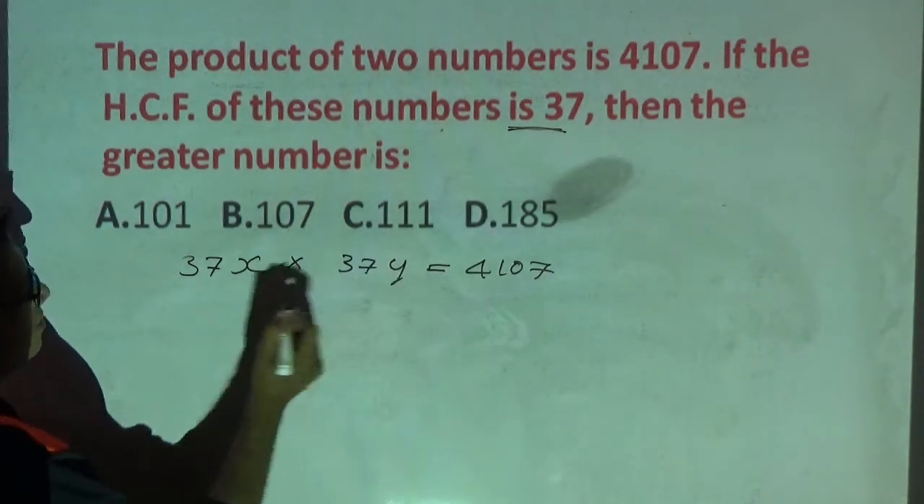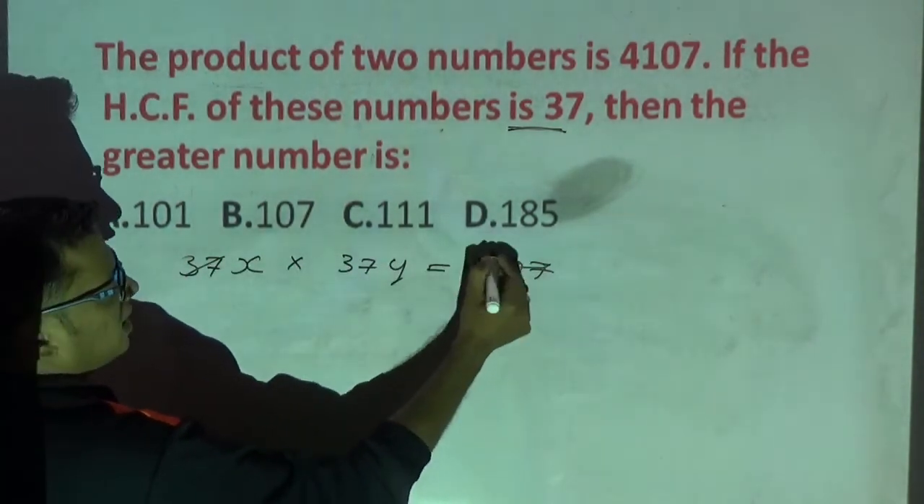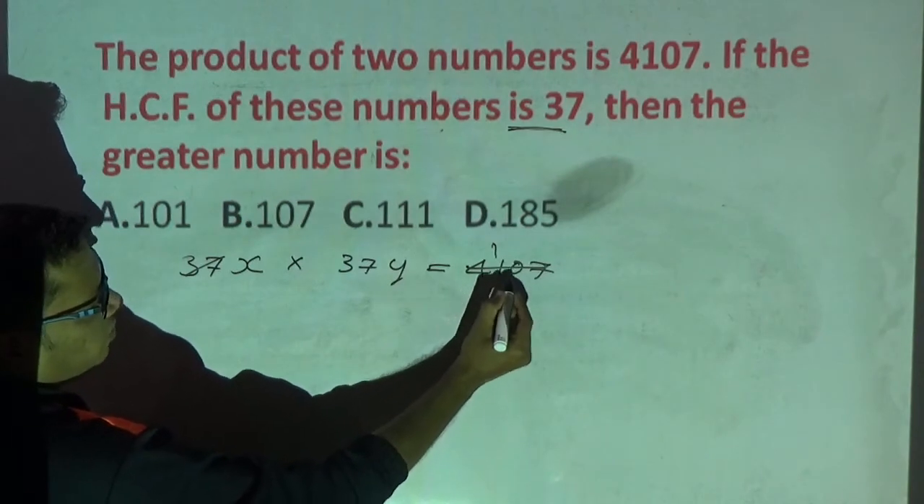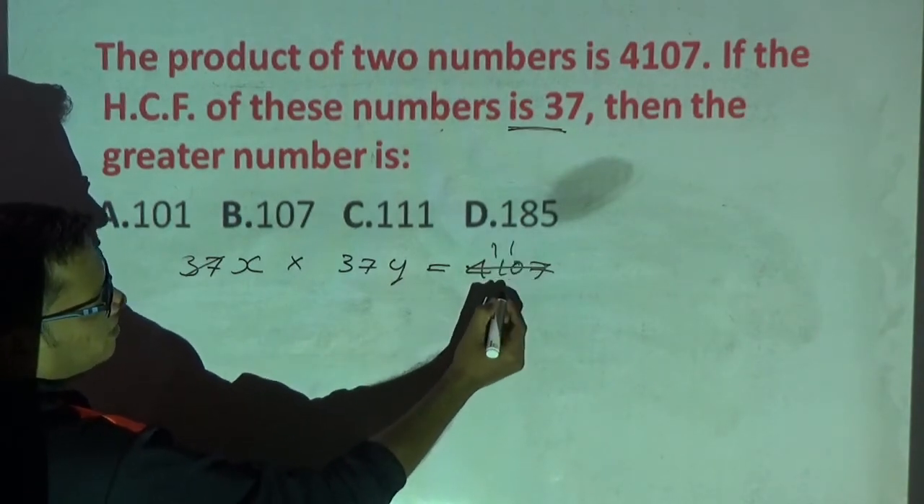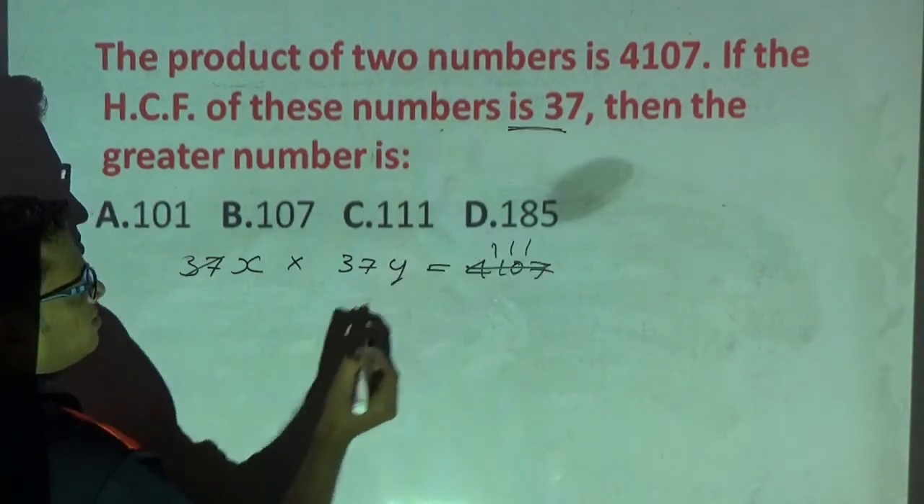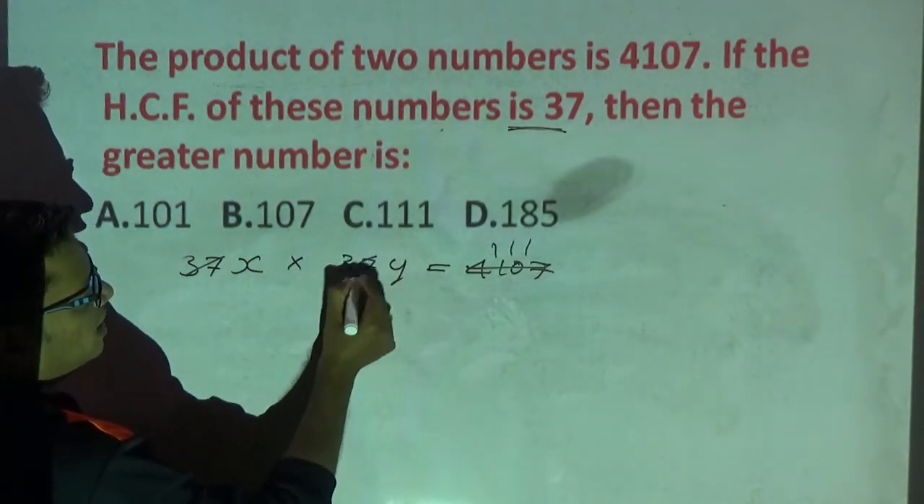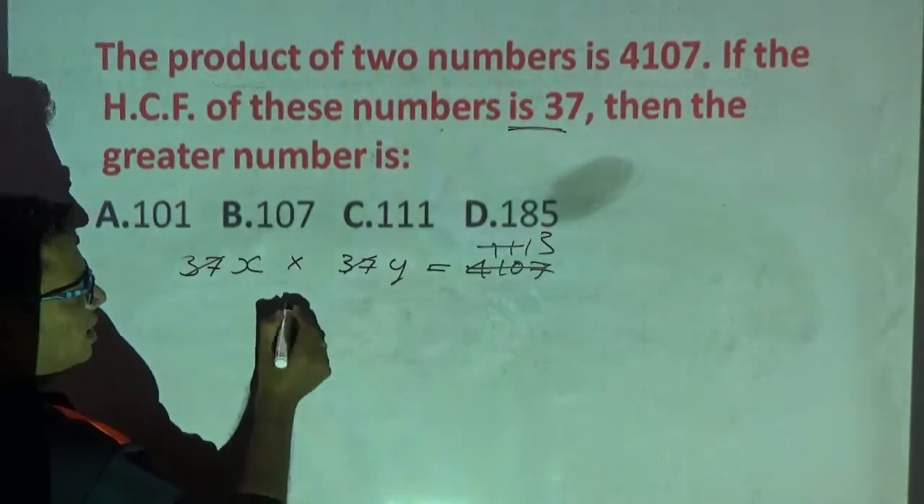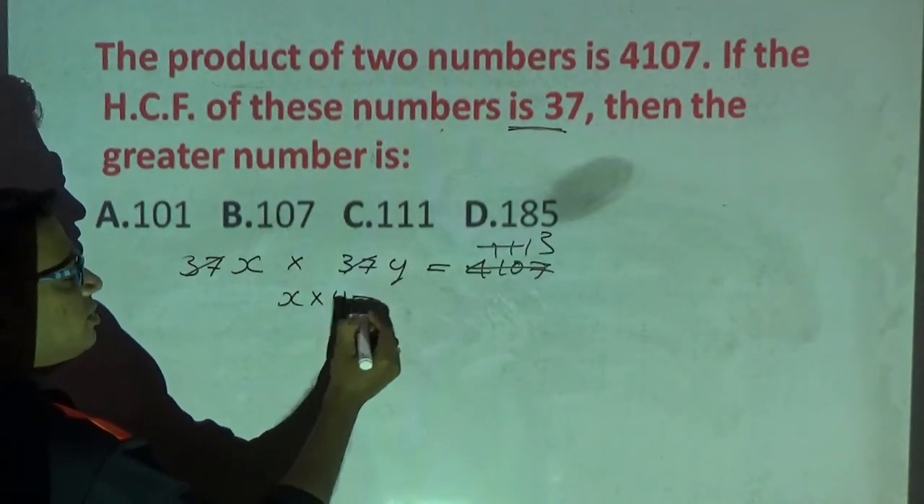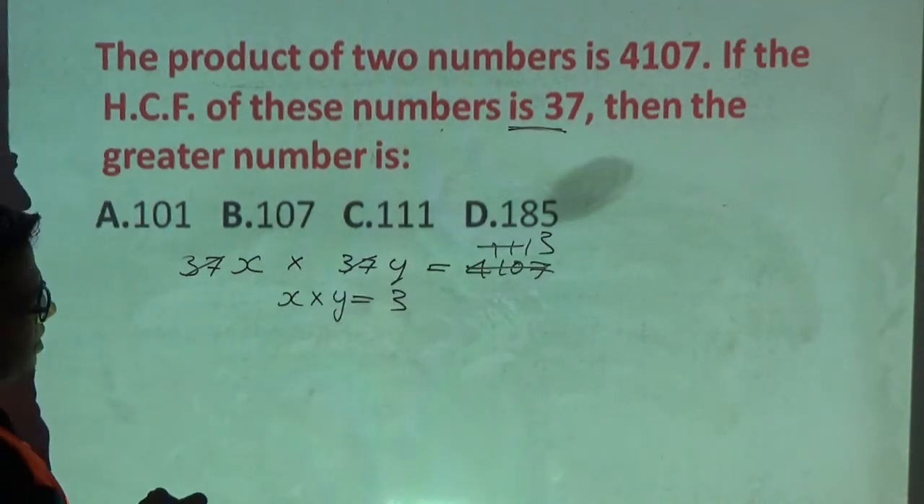Now I will simplify this. 37 once is 37. What is left out? 4 left out. 37 once is 37. 3 left out. 37 once is 37. Again, 37 three times is 111. Therefore, x into y is equal to 3.